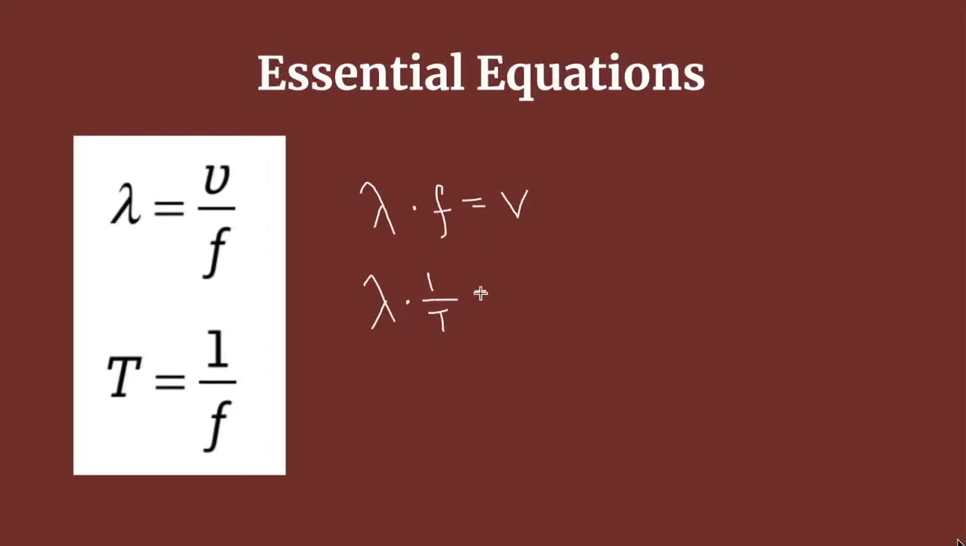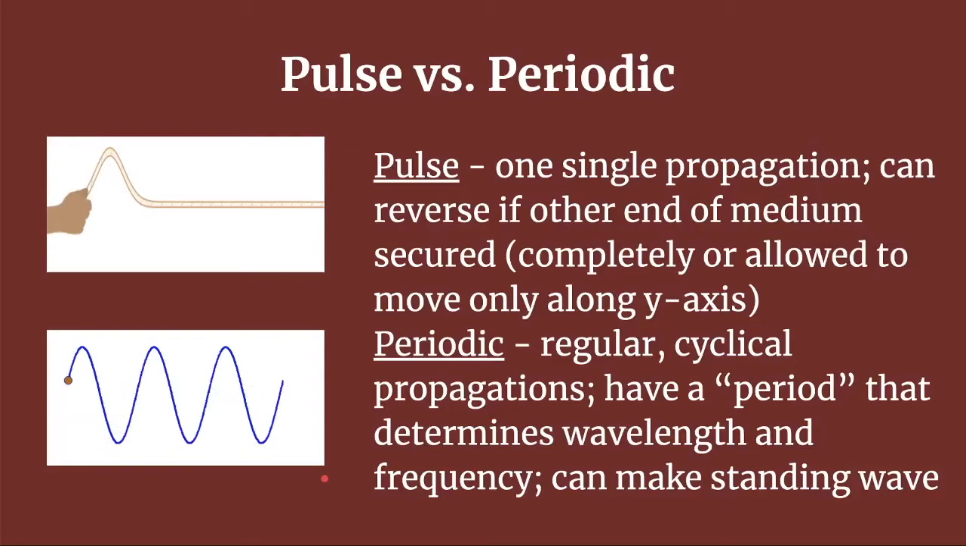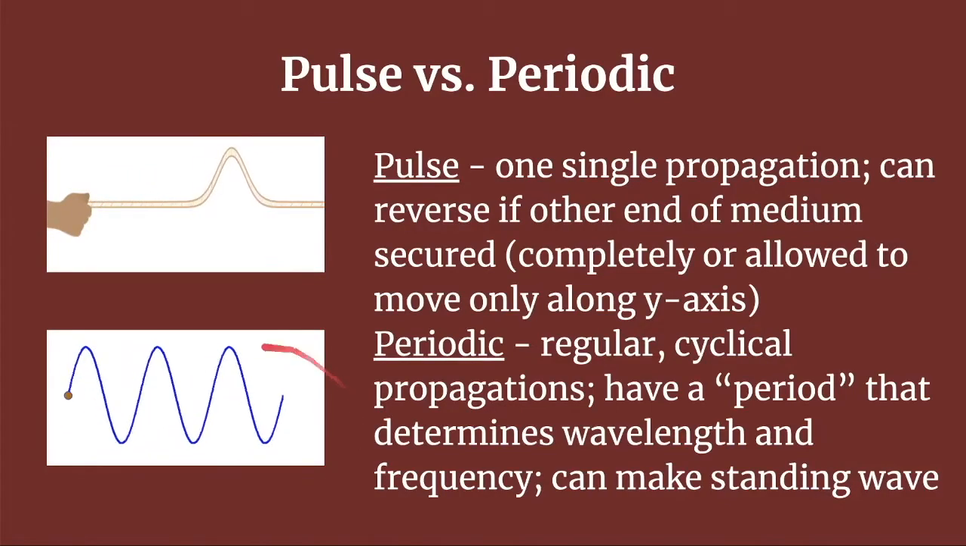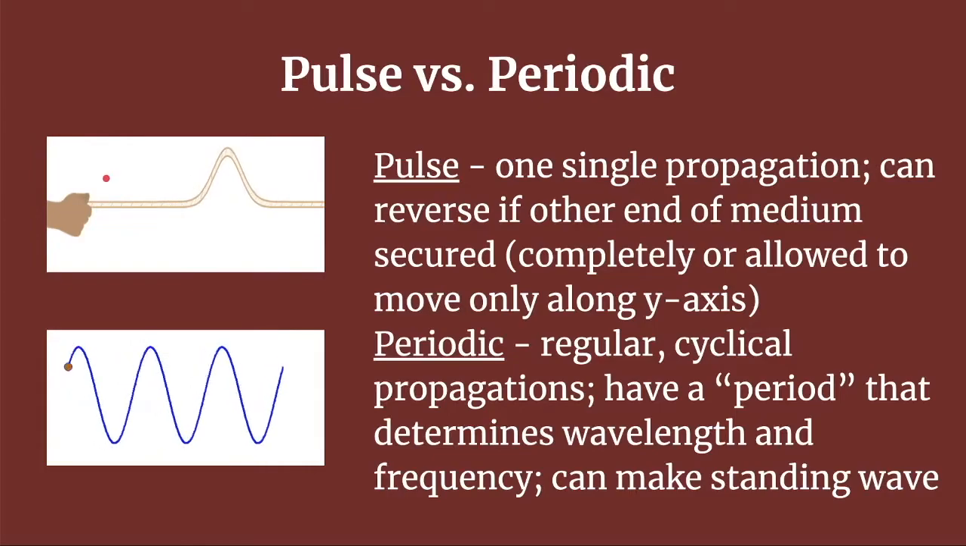Before we do so, let's just make sure we understand how to manipulate the equation. At its core, this is just another adaptation of the equation velocity equals distance over time. In this unit, we are mostly working with periodic waves, which are regular propagations with constant period. Periodic waves are just a series of individual wave pulses strung together.